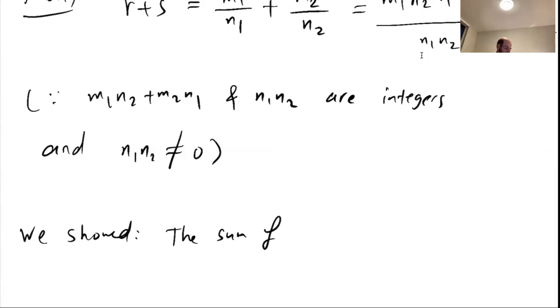The answer is false. So what is the counterexample? How do we show if something is false? We need a counterexample. Can you give me an example of two irrational numbers whose product is not irrational, right? Because we have to find an example that has the assumption but not the conclusion. So the two numbers have to be both irrational, but the product must be not irrational. Not irrational means rational.